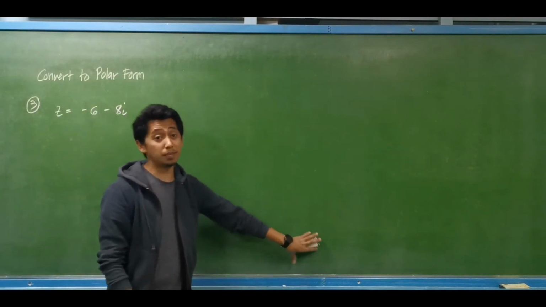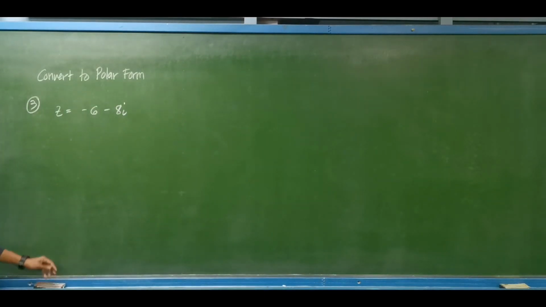Let's have another example. Convert to polar form the complex number z equal to negative 6 and negative 8.